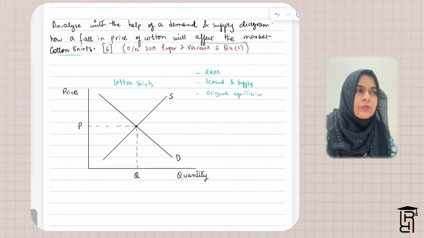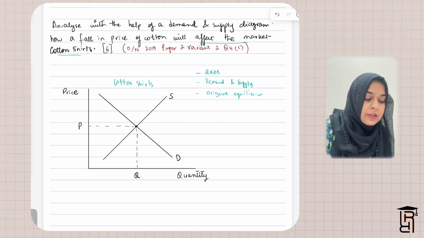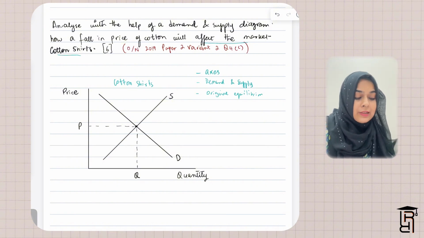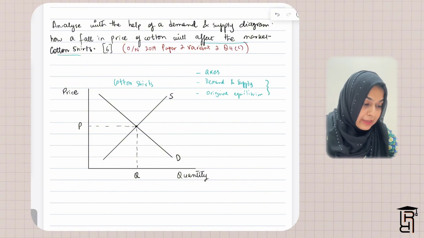You can also write this as price P1, quantity Q1, and label the demand curve as D1 and the supply curve as S1, but you can also do it just like I have done: price P, quantity Q, original supply curve S, original demand curve D. The axes carry 1 mark. Then, if you have shown the shift correctly, that will be 1 mark.